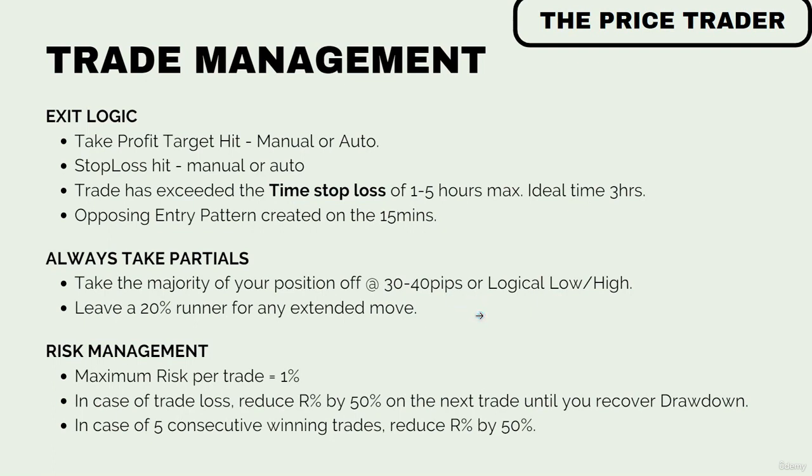For risk management, just as we looked at the risk management model, I've outlined that you are risking a maximum of 1%, and in case your trade goes into a loss, reduce your risk by 50%, meaning if you're doing 1%, reduce it to 0.5% on the next trade until you recover drawdown. So if you have any drawdown, make sure you're reducing your risk. In case of 5 consecutive winning trades, also reduce your risk by 50%.